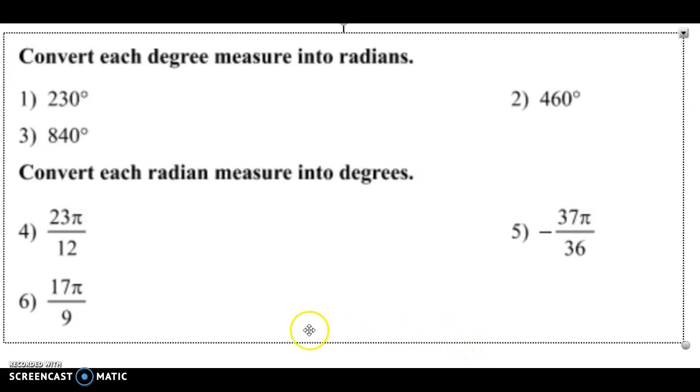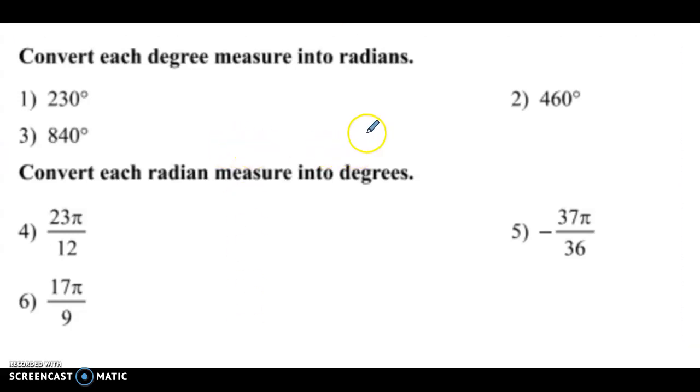All right, let's get you started on this assignment. So this first part should be a review, converting degree measure to radians and radian measure to degrees. And so let's do a couple of each of these so you can remember how to do it.